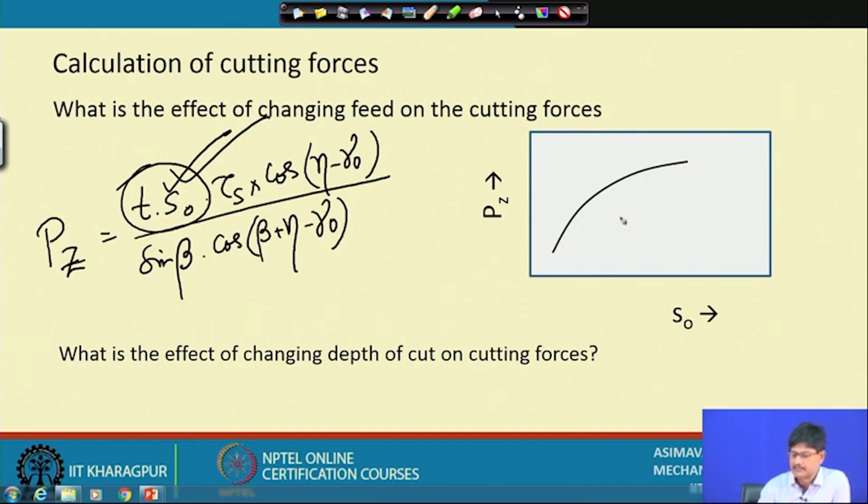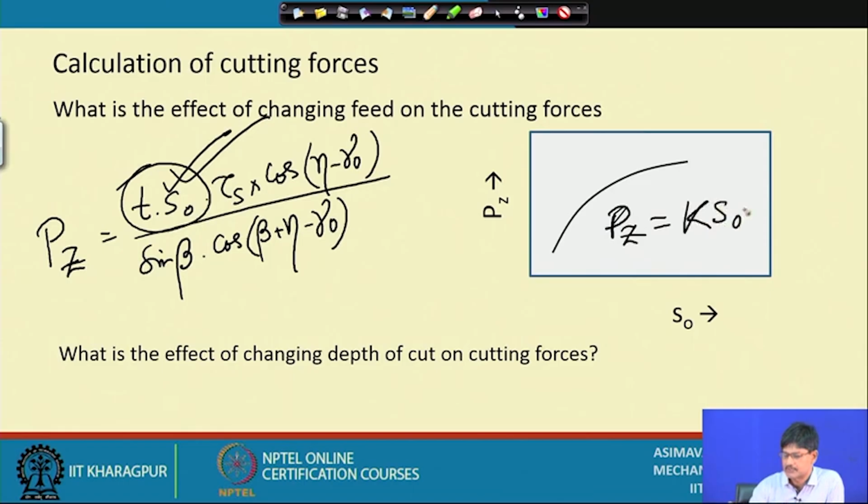That means, it suggests that P z will be equal to some constant multiplied by S O to the power some constant, say let us call it n for the time being, and n is obviously less than 1. And by experiments, it has been found that generally it is around 0.75 to 0.69, in this range.